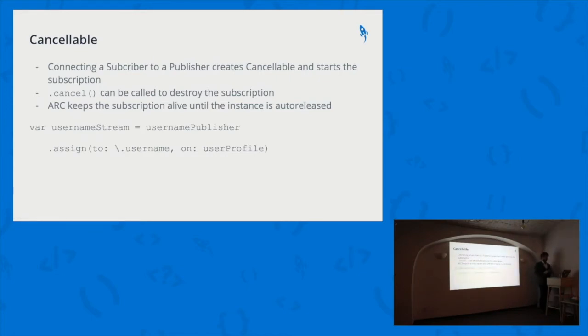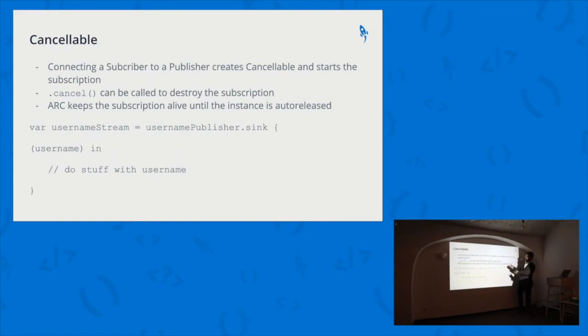So how can we make cancelables? For example, if we have some publisher, then the easiest cancelable we can create is just .assign, and .assign is a subscriber which takes an instance and a type safe path, and then saves the events to that instance. It's pretty easy. And another useful one is sink, and sink does basically the same thing, but you can really do something with the object you get or the event you get. So for example, this one does stuff with the username that's passed into the closure that's given as an argument.